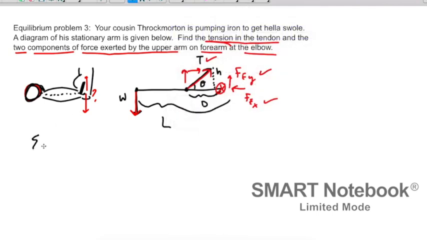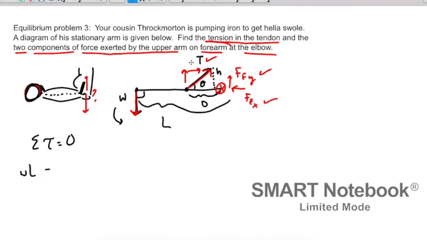So now I can write a torque expression. It looks like I'm going to have the weight trying to get the arm to rotate around counterclockwise, so I'll have that as my positive torque. And it is making a 90-degree angle with a line I could draw back to the axis of rotation, so I don't really care about the cross product. So the positive torque from the weight is going to be WL.